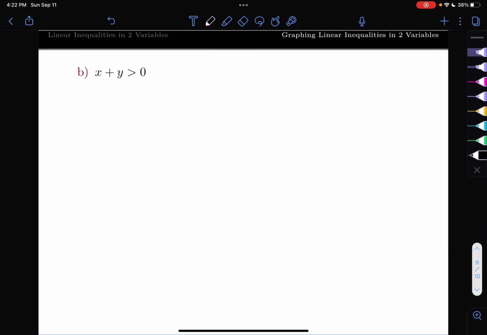So let's try a second one. We've got x plus y is greater than 0. Because we do not have the equal-to bar underneath, it's going to be a dotted line. So we're going to graph the dotted line x plus y equals 0, which we've got to rewrite in slope-intercept form. We subtract the x, and the line is y equals negative x. So our slope is negative 1, and our y-intercept is nothing, because it's like we have negative x plus 0.